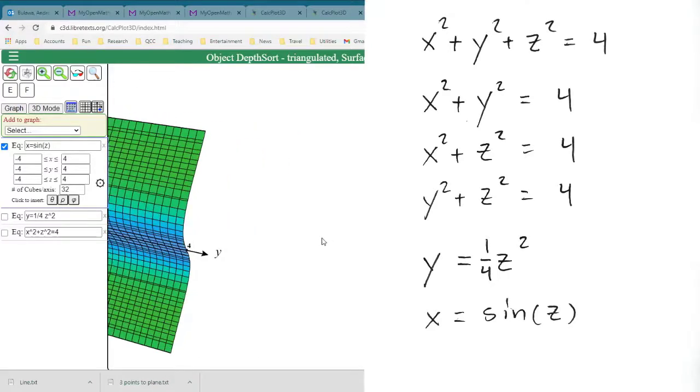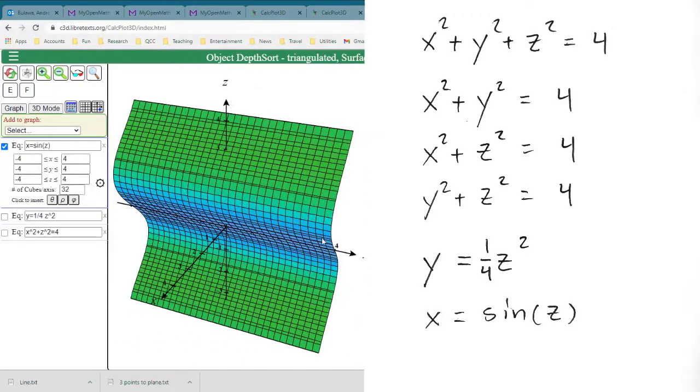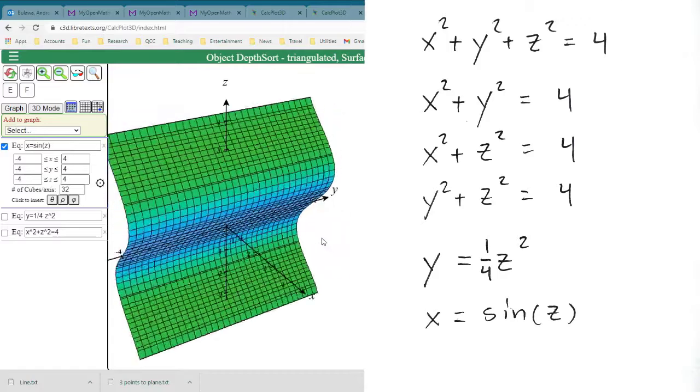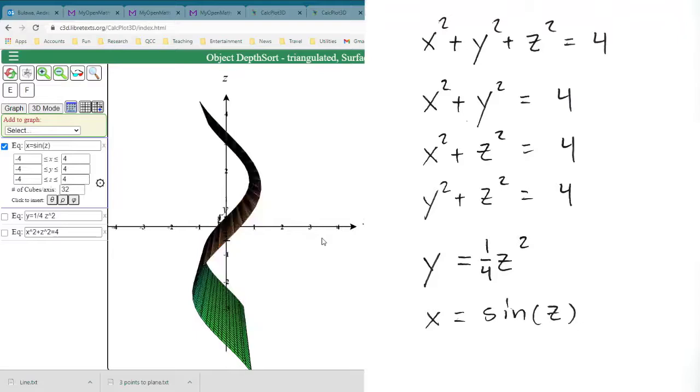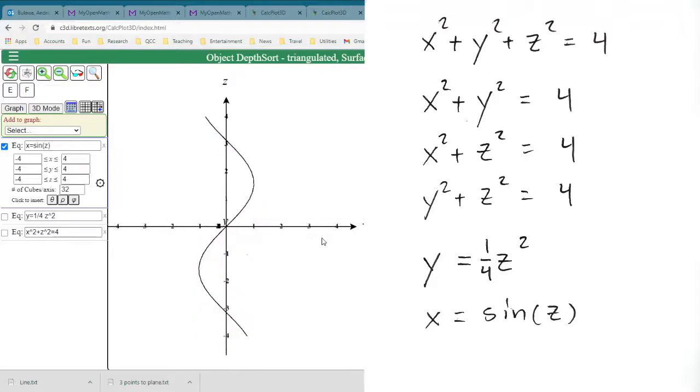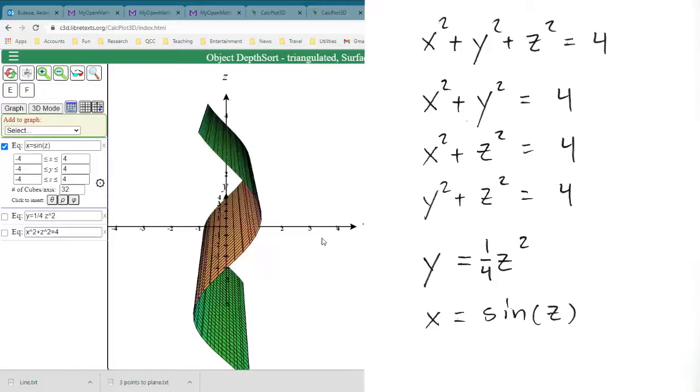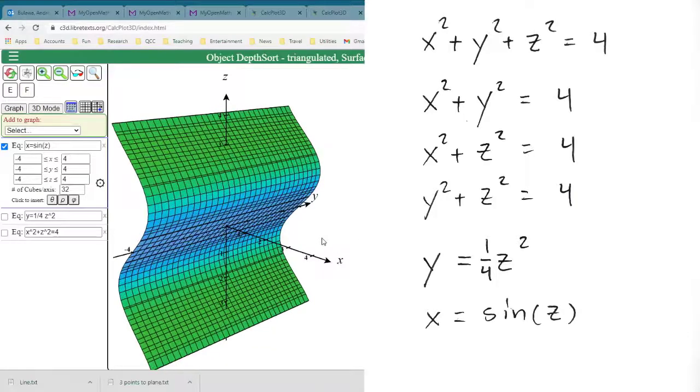There it is. Yep, it is reminiscent of a sine curve. If we look directly down the y-axis, you can see it looks like a sine curve in the xz plane. But if I tilt the view away from that, we can see it's that curve, but extended infinitely in the y direction.